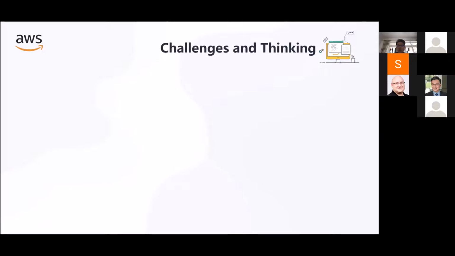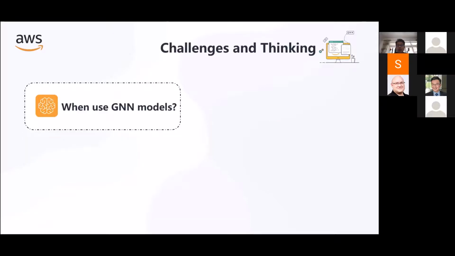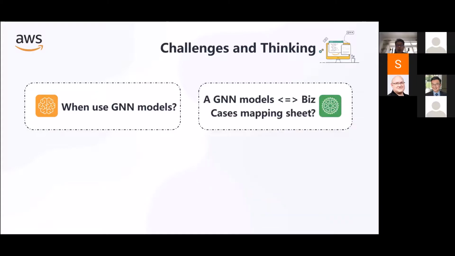So I have been thinking about some questions that the research domain and the practitioner domain should work together to figure out. One is when we should use the GNN model instead of other kinds of models like feature-based models. The second one would be most useful: if I can get a GNN model versus business case mapping sheet, or even a cheat sheet, that would be a very good guideline for practitioners to help customers adopt the GNN model and use it in real world business cases.